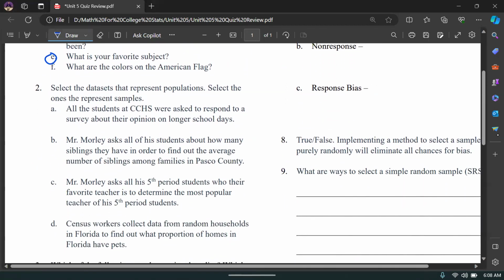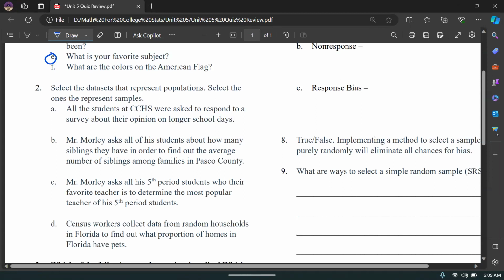Number two, select the data sets that represent populations. Select the ones that represent samples. Okay, so this is really two separate questions on the test. But because they kind of have an overlap, I decided to make them one question on the review here just so that we can just talk about them. But I believe they are two separate questions on the test. So in one question, you'll look for just the populations, and one you'll look for just the samples. But here I want to show you both at the same time.